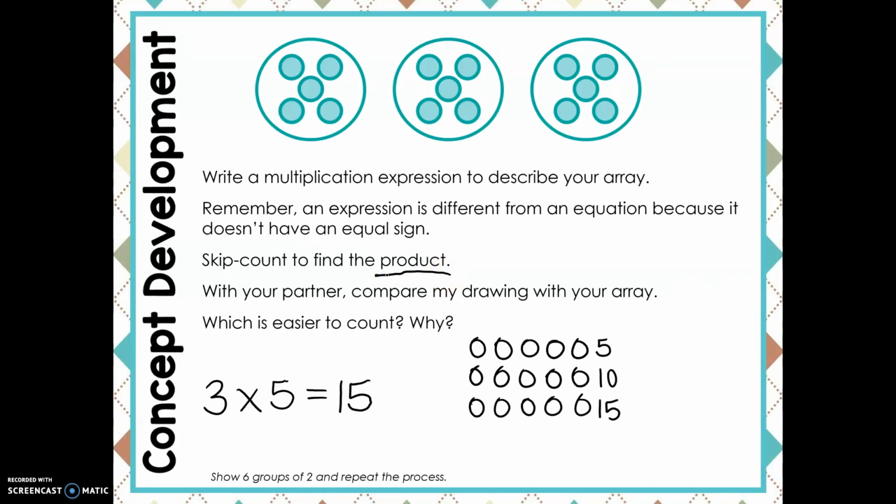Which is easier to count? Let's look at the picture up here and then our array down here. I would say that the array is easier because it's organized in a neater way and it's easier to skip count than it is with the pictures up here. Just like skip counting is an easier way of counting, drawing out our problems in arrays makes it more organized.